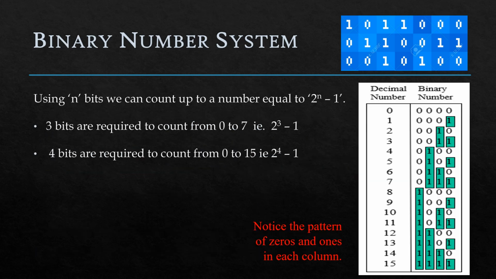Using n bits in the binary system, we can count up to a number equal to 2 raised to n minus 1. For example, using 3 bits, we can count up to 2 raised to 3 minus 1. 2 raised to 3 means 8, 8 minus 1 means 7, so we can count from 0 to 7. Using 4 bits, we can represent numbers up to 2 raised to 4 minus 1. 2 raised to 4 is 16, 16 minus 1 is 15. So 0 to 15 can be represented using these 4 bits.